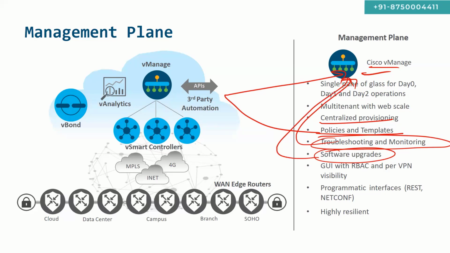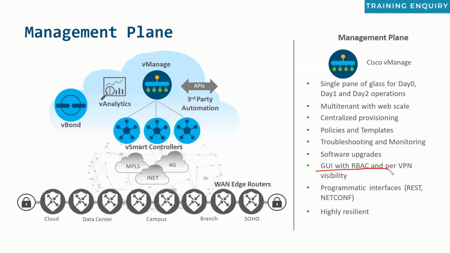It also supports role-based access control. When I say role-based access control, it means you would have different team members or different teams, like a level 2 team, a level 3 team, and a level 4 team. Now you don't want to provide the same level of vManage access to all of your teams. You want to provide some restricted access to the level 2 team, some restricted access to level 3, and then full access to the level 4 team.